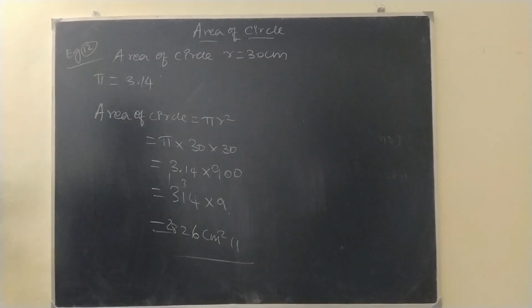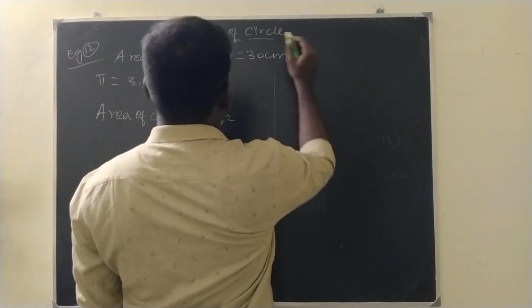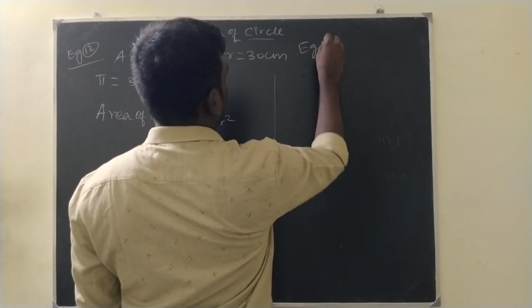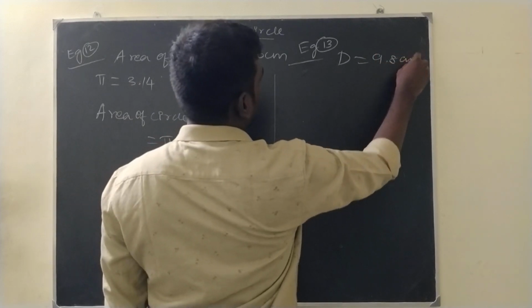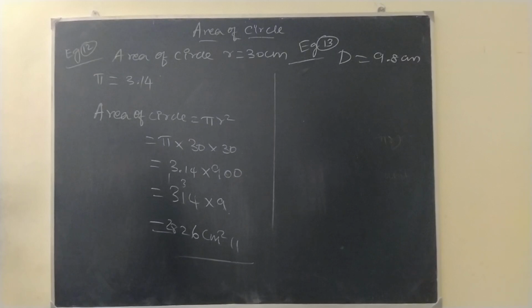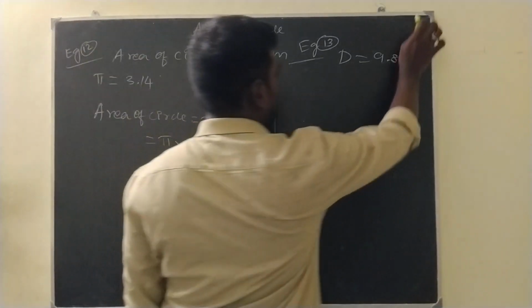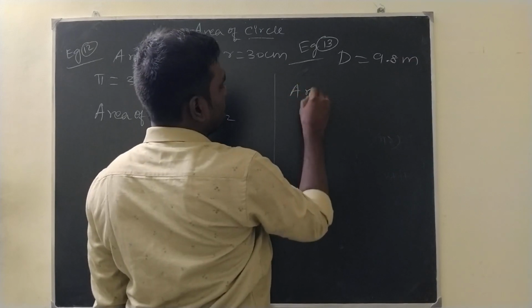Okay. The next example. The diameter of a circular garden is 9.8 meter. Then we have to find its area. Diameter of a circular garden is 9.8 centimeter. Sorry, 9.8 meter. We should find its area.